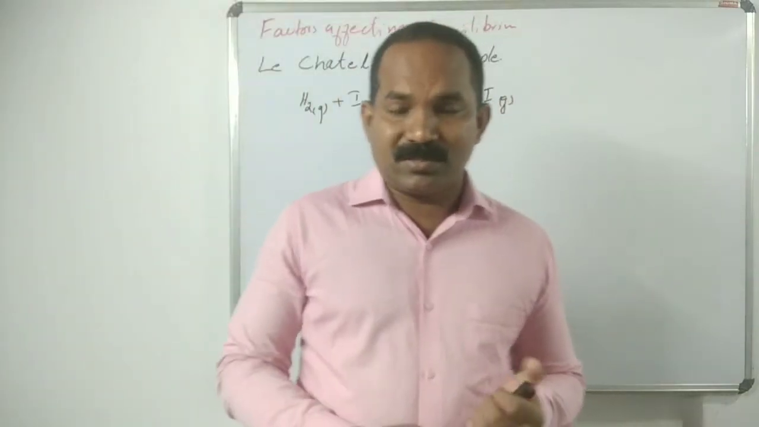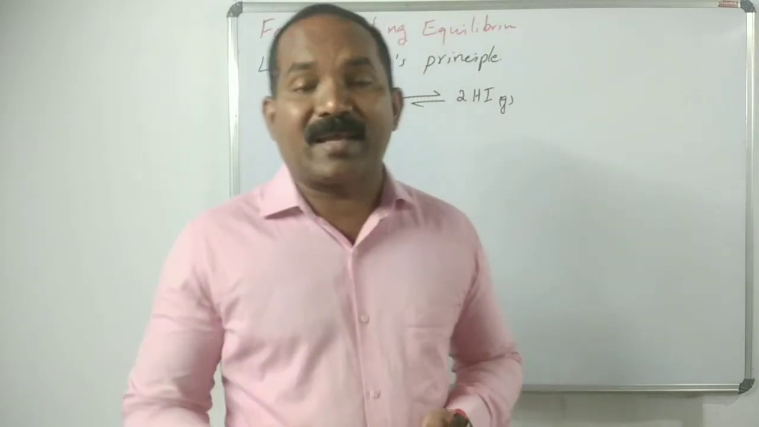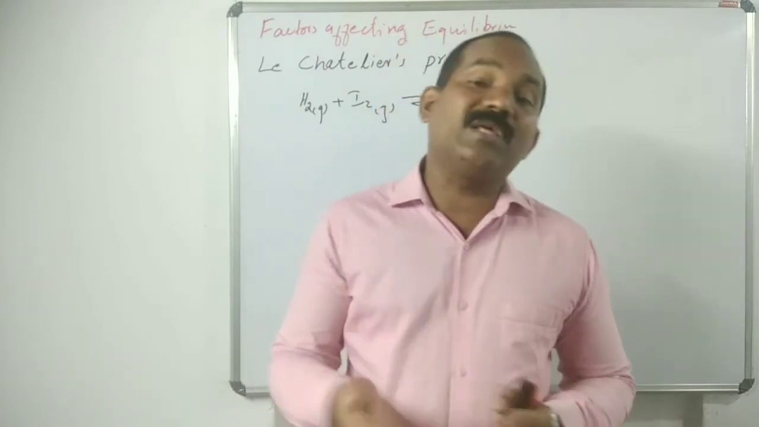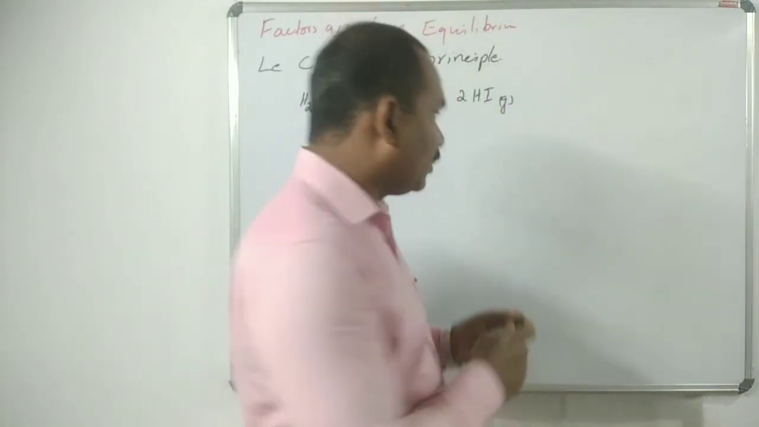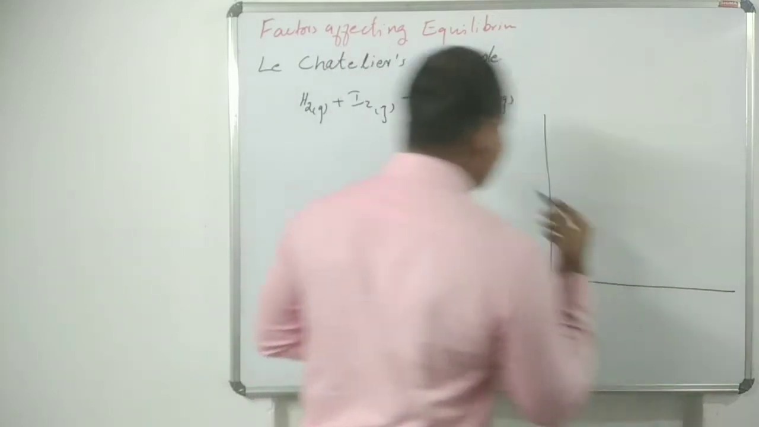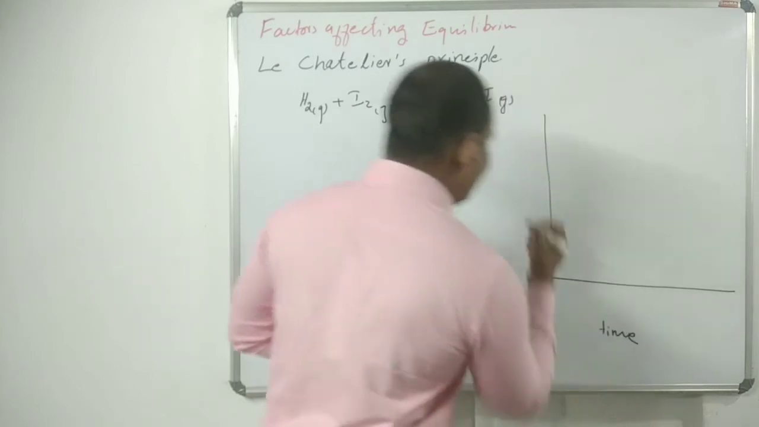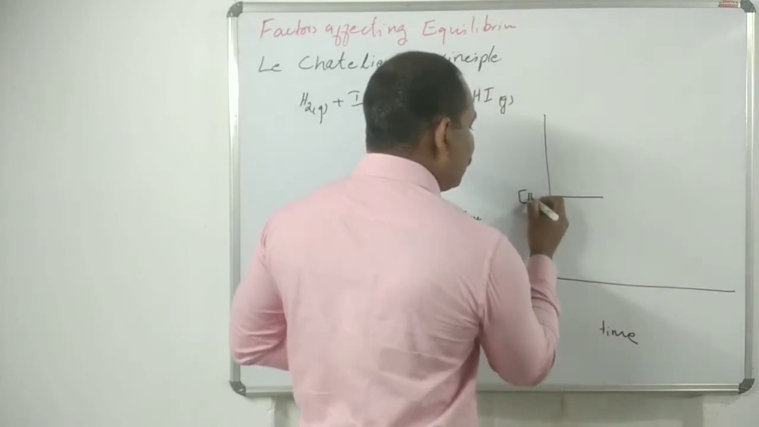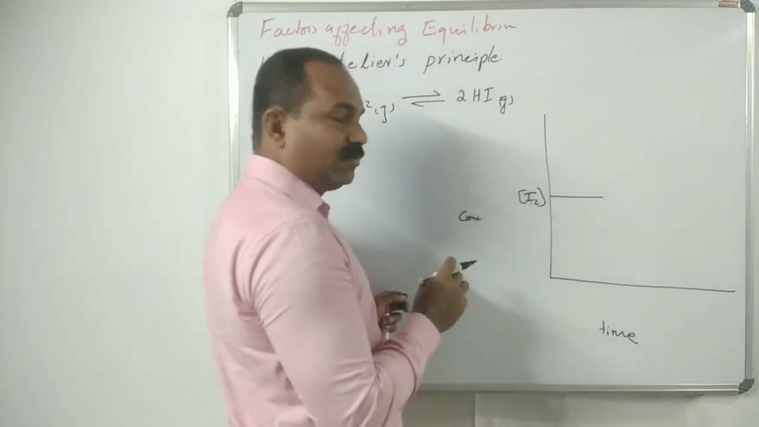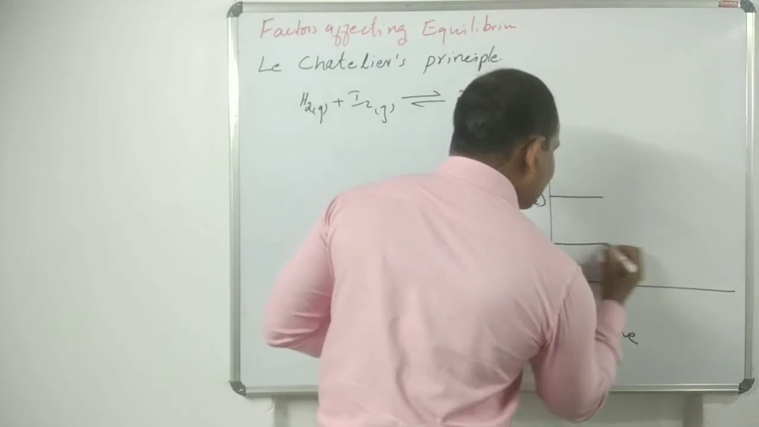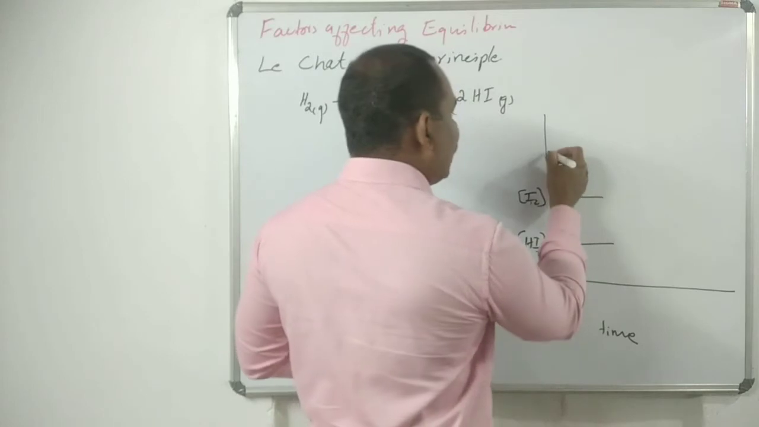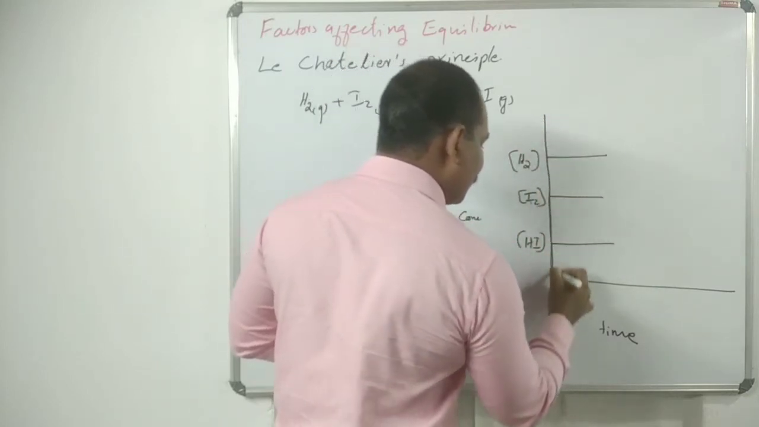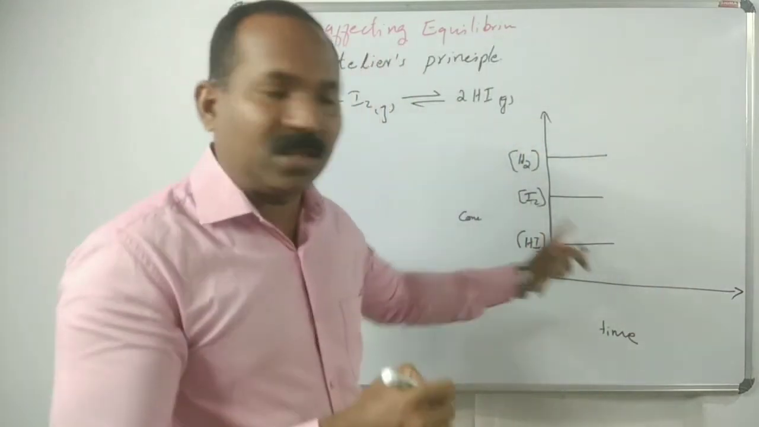If we change the concentration of any one of the reactants or products, the equilibrium is disturbed and the system tries to re-establish the equilibrium. For example, if the system is already in equilibrium, in the x-axis we take time and in the y-axis we take concentration. Then this is the equilibrium concentration of I2, this is the equilibrium concentration of HI, and this is the equilibrium concentration of H2. Suppose the system is in equilibrium.